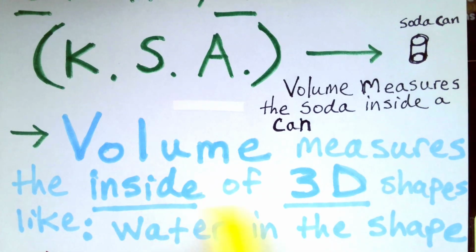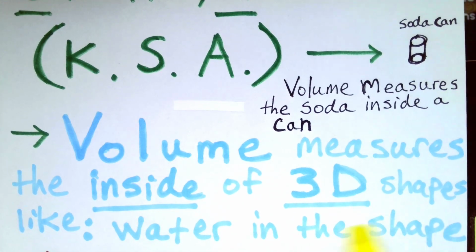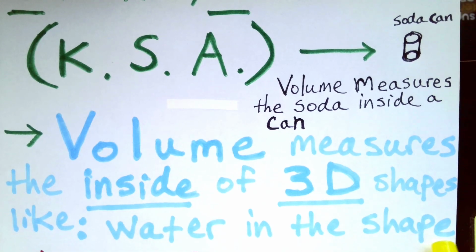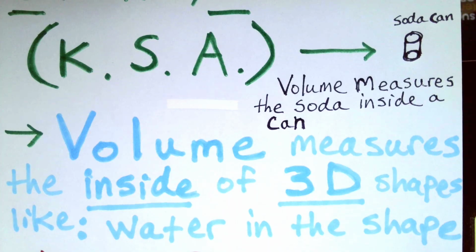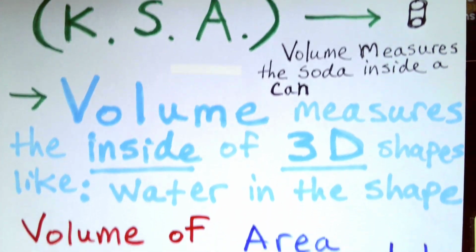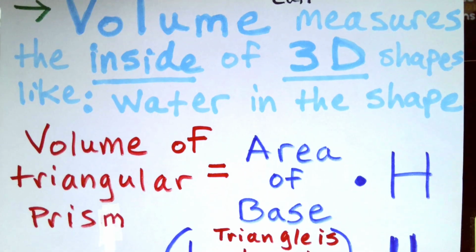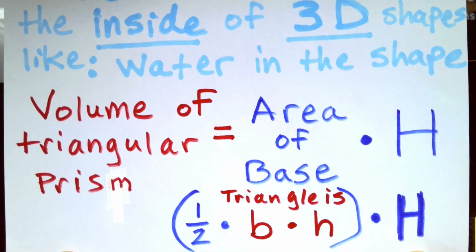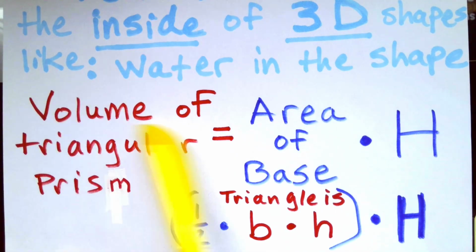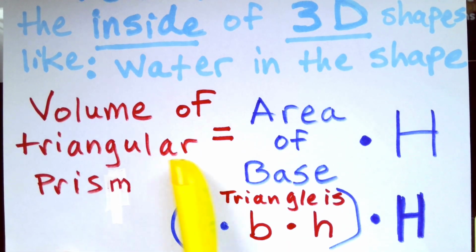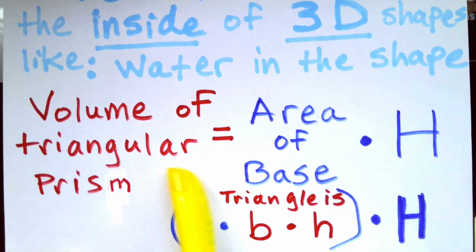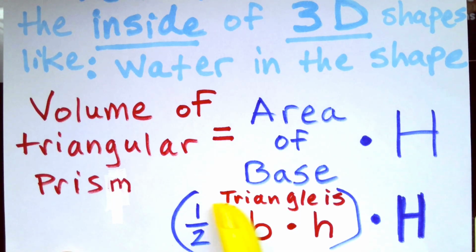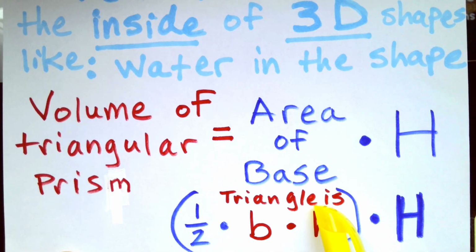So again, volume measures the inside of a 3D, three-dimensional shape, like water inside the shape of the triangular prism. And the formula to find the volume of a triangular prism is the area of the base. Remember, we have a triangular base in this prism.